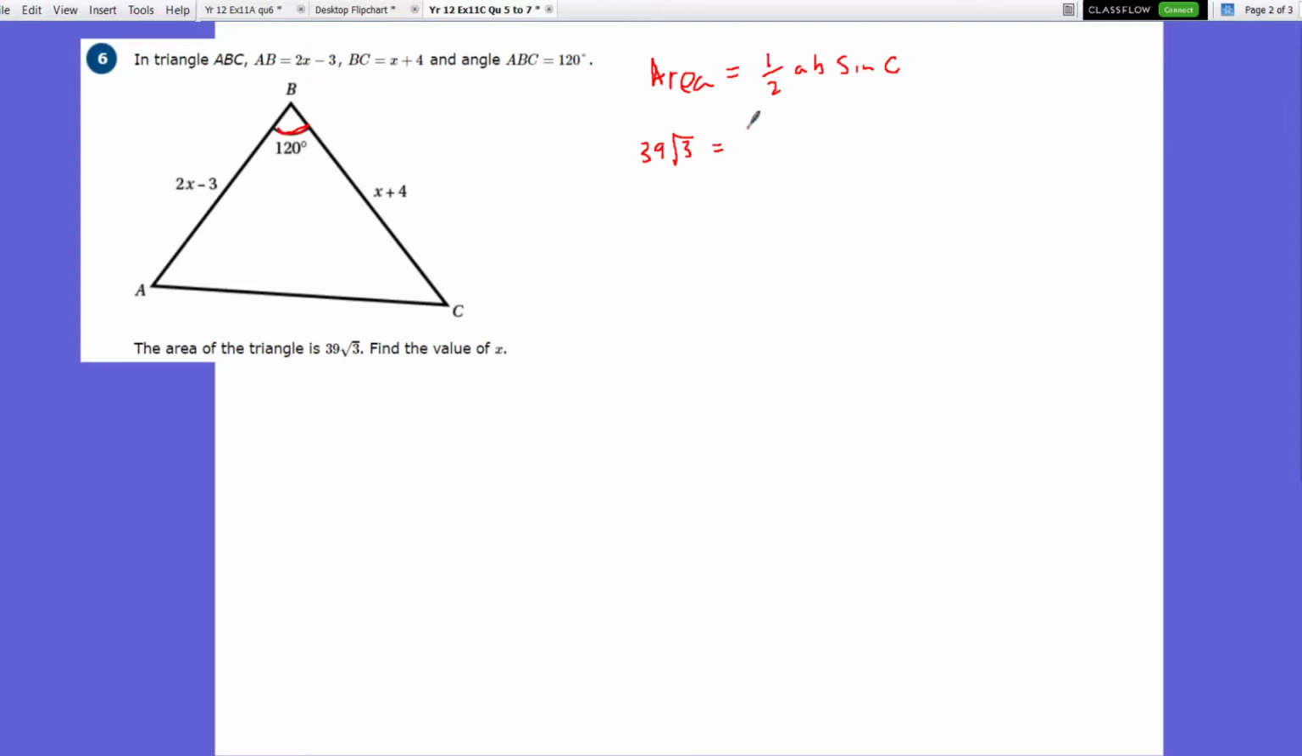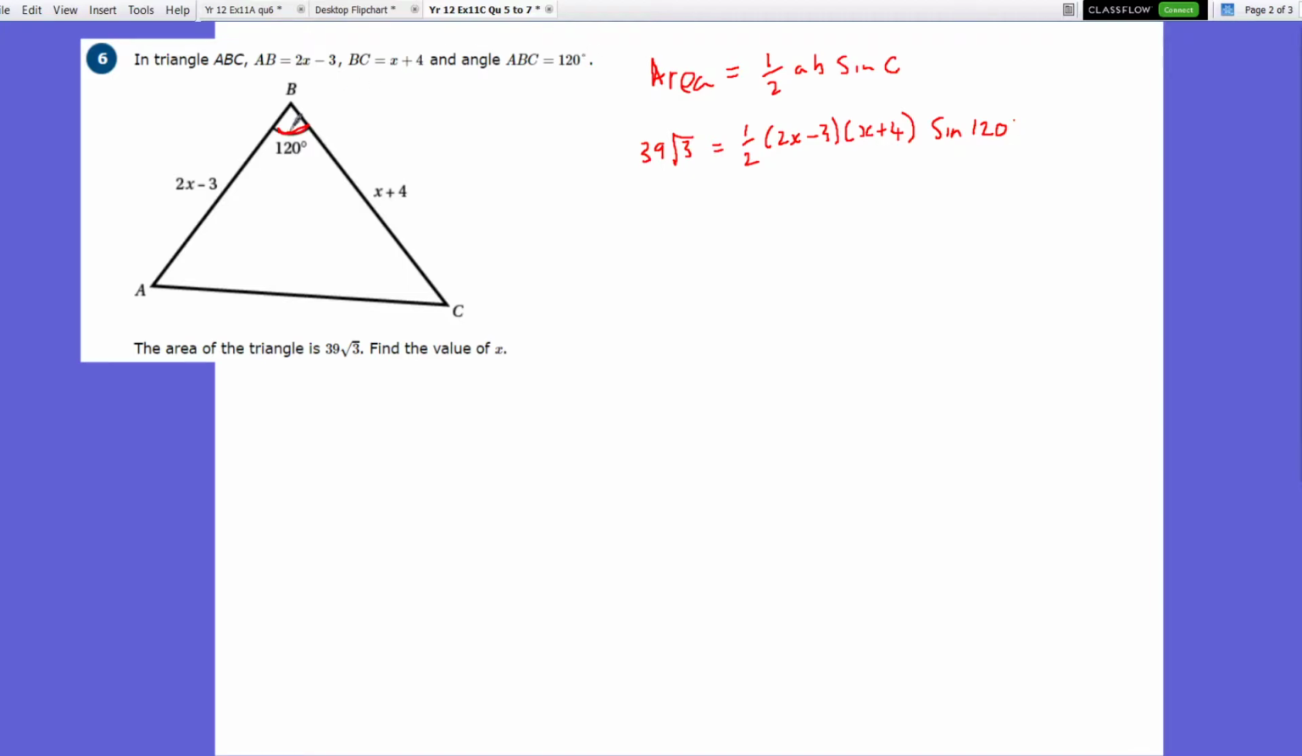equals half, a, it doesn't matter which one of the sides is 2x minus 3, and the other side is x plus 4, and the angle between them is 120, so sine 120 degrees. If you go on your calculator, double check, sine 120 tells you that is root 3 over 2.